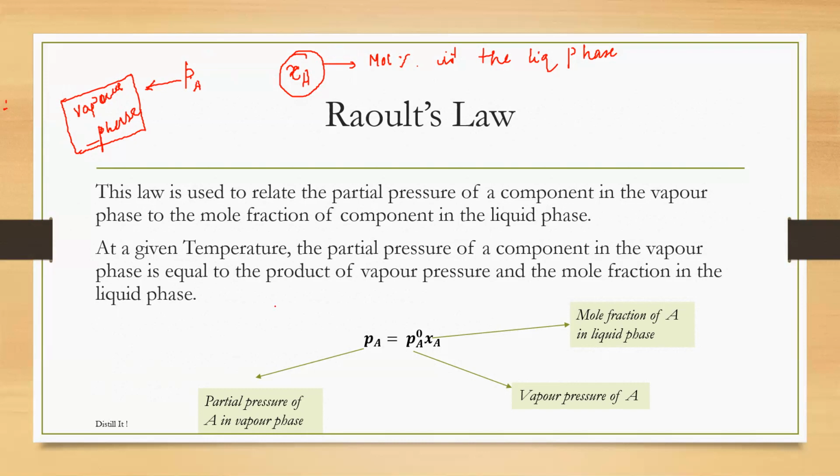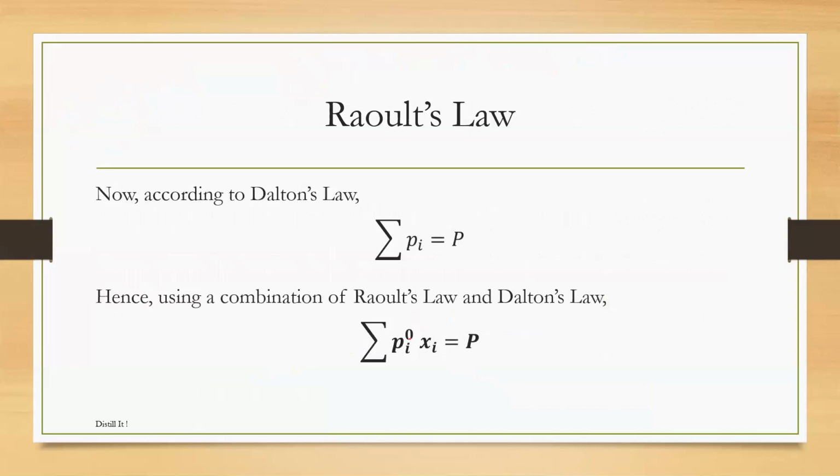So at a given pressure and a given temperature, the partial pressure of a component in the vapor phase is equal to the product of vapor pressure, that is P naught A, and the mole fraction of the component in the liquid phase. So this is my Raoult's law.